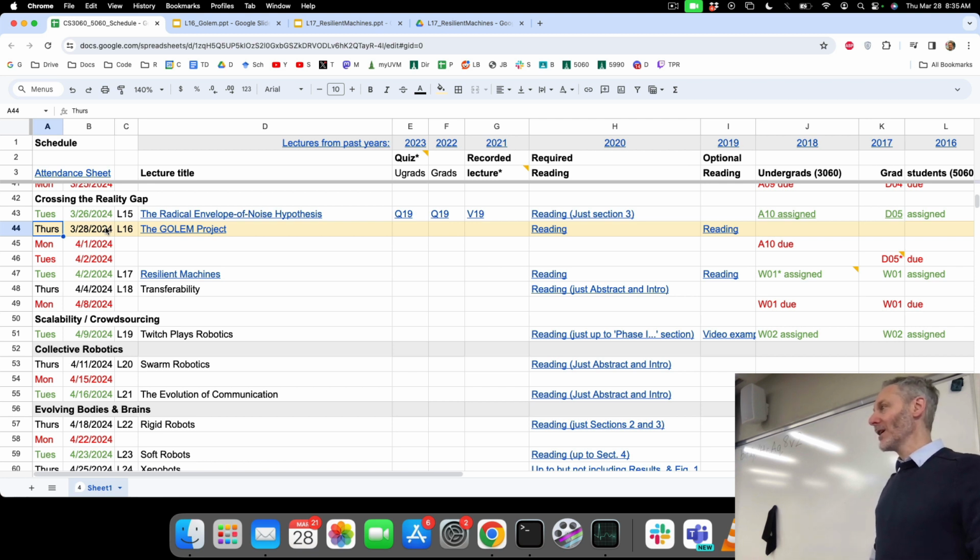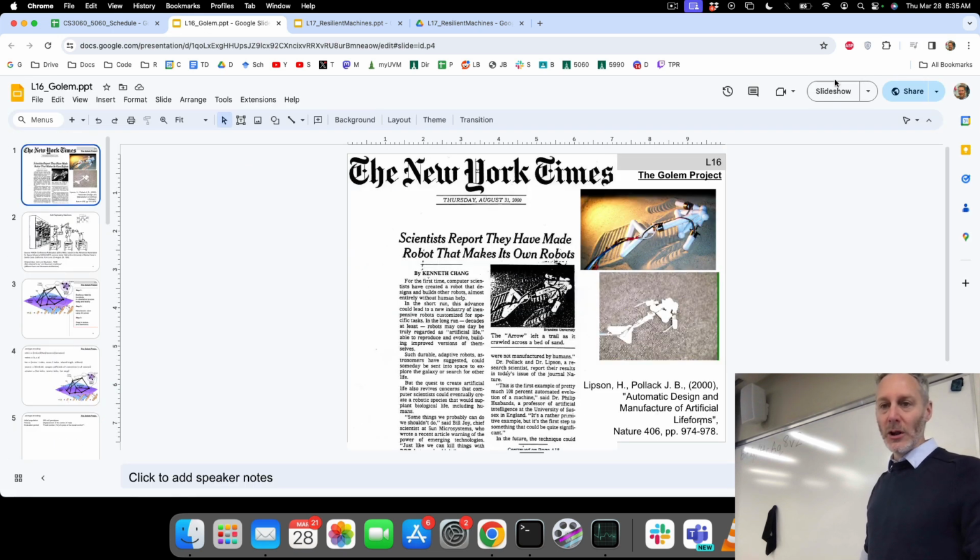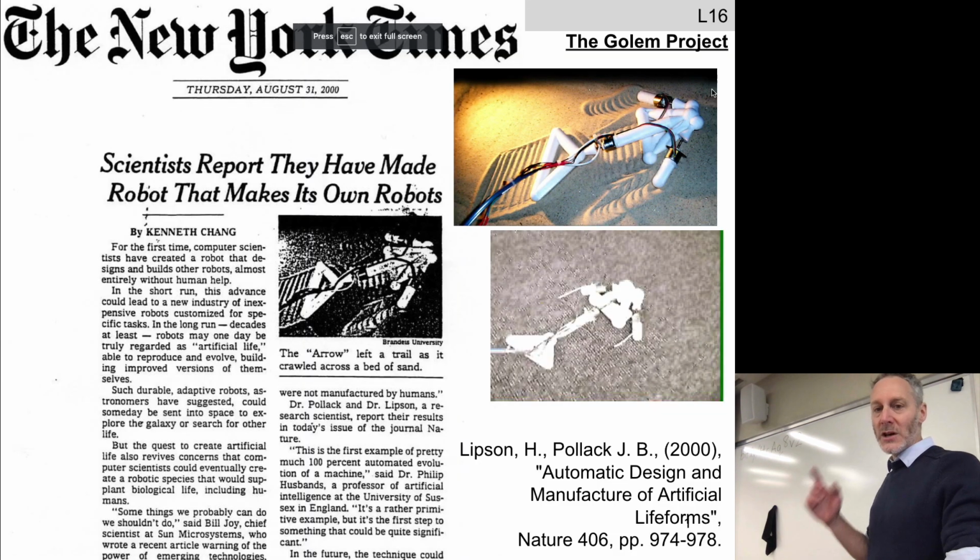Absolutely. You shoot an arrow at the target and you miss the bullseye, shoot another arrow, and another, and another, and another, until you eventually get lucky. Okay, so that's the idea behind the GOLEM project, which was reported in the literature in 2000 and ended up on the New York Times the next day.